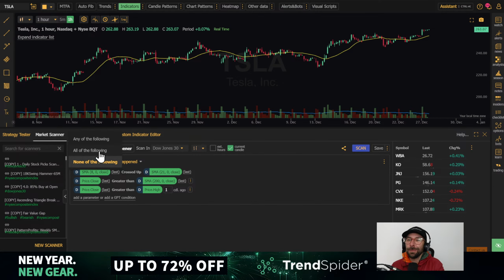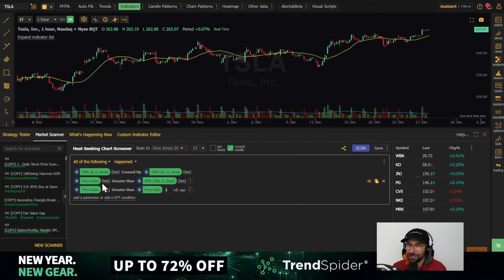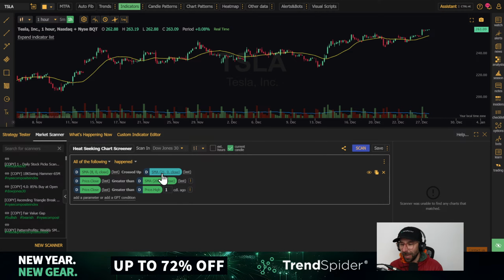We could take this multiple steps farther though. I'm going to go back and change this to say all of these things are true. My guess is we're not going to get anything. Yeah, because the 8 and 21 crossing is kind of difficult right now when everything's super hot. This happened some time ago, I would imagine.